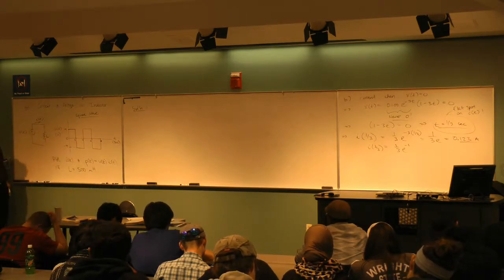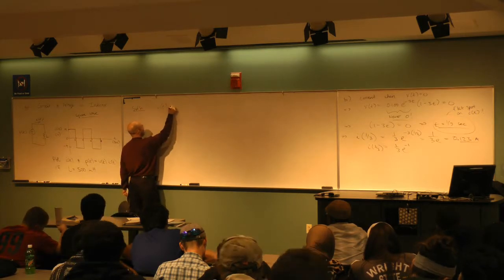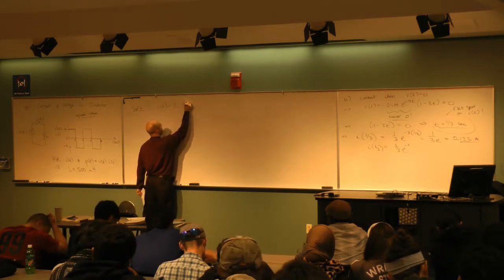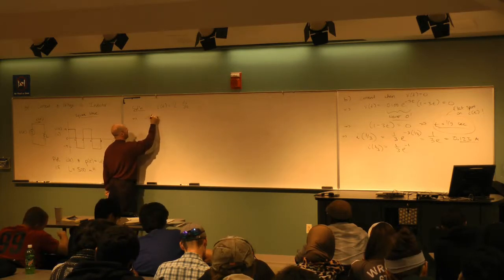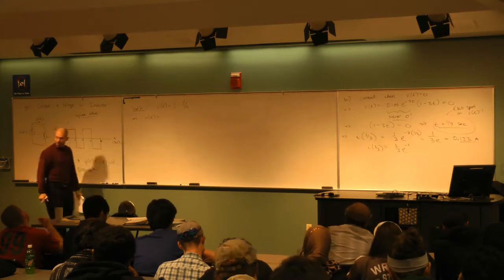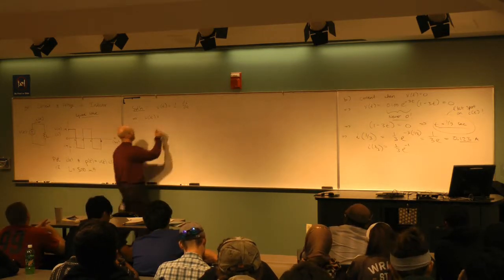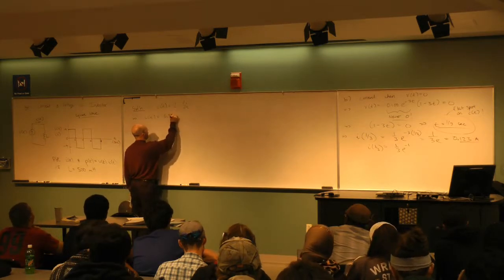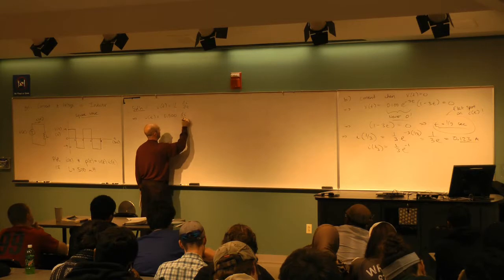Well, first of all, you've got to recall the relationship. I've got V of t is equal to L times di dt. And I've got an L value. So V of t is equal to 500 millihenries. If I want to put that in base units, that'd be how many henries? 0.500 henries, right, times di dt.